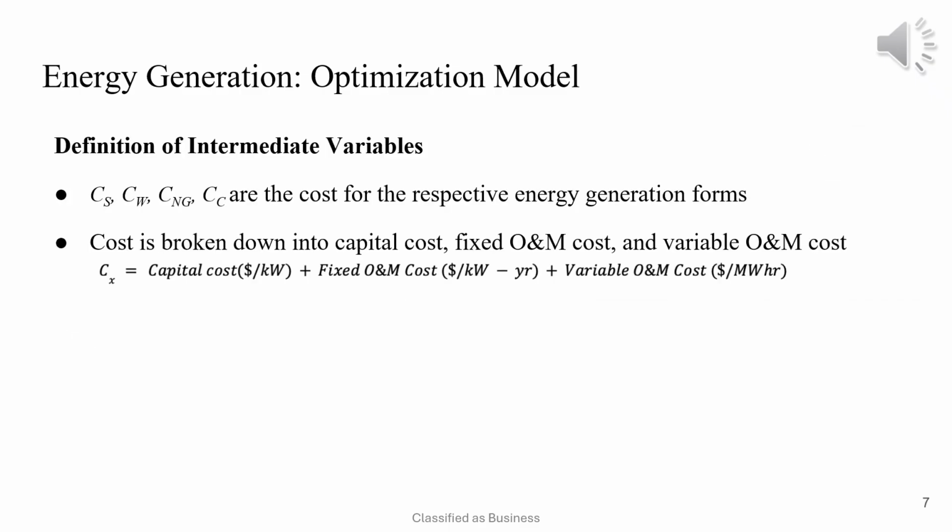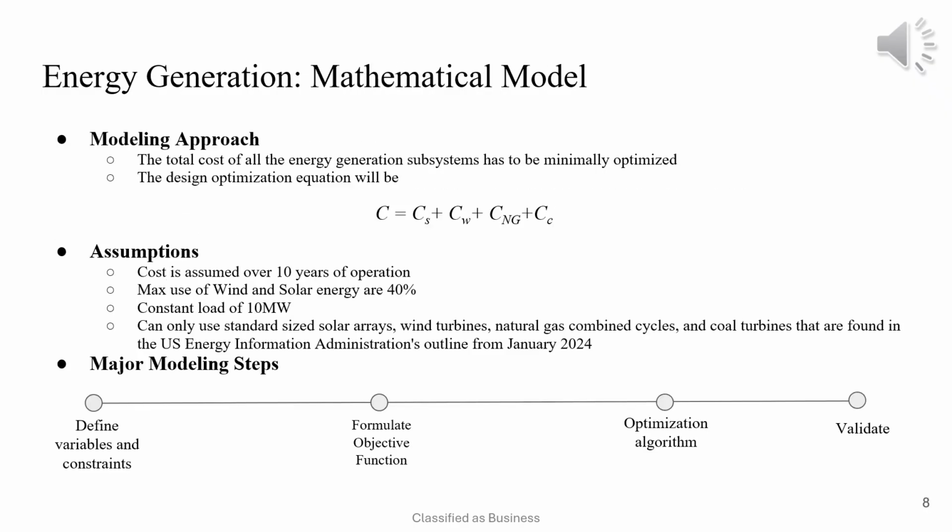Intermediate variables were the cost of each energy generation type, and the costs were broken down into capital cost, fixed O&M cost, and variable O&M costs. The modeling approach used was to sum the cost of each of the energy generation types and find the minimum of that. The assumptions we used were that the cost is assumed over 10 years.